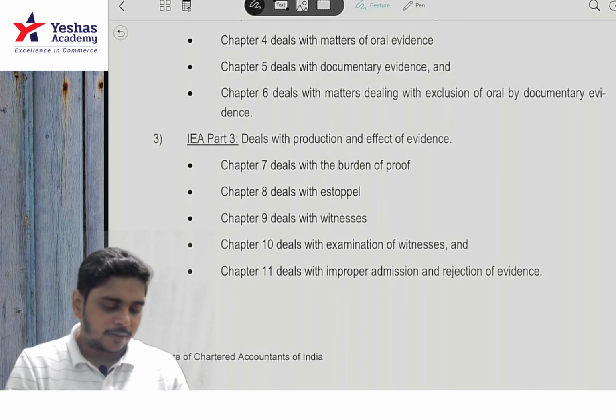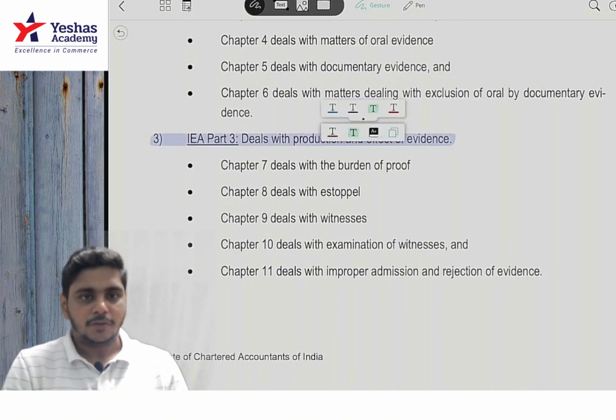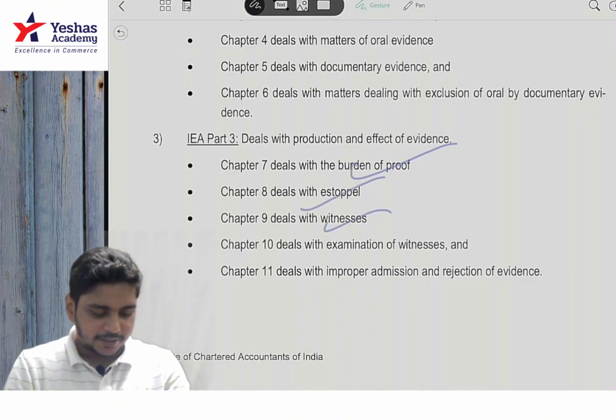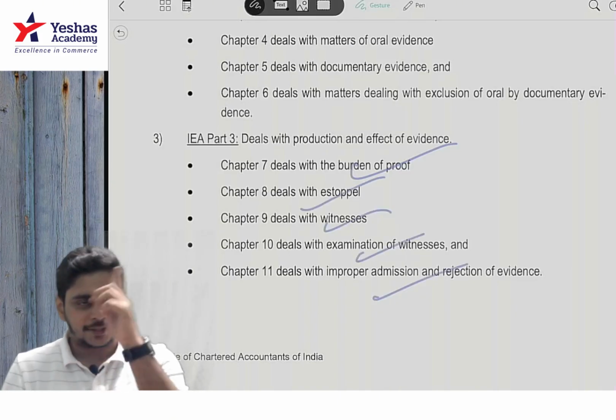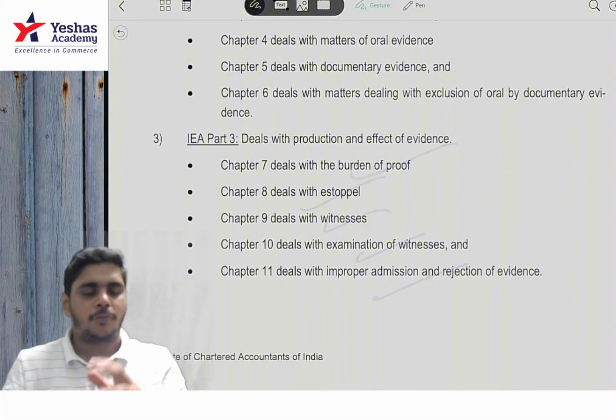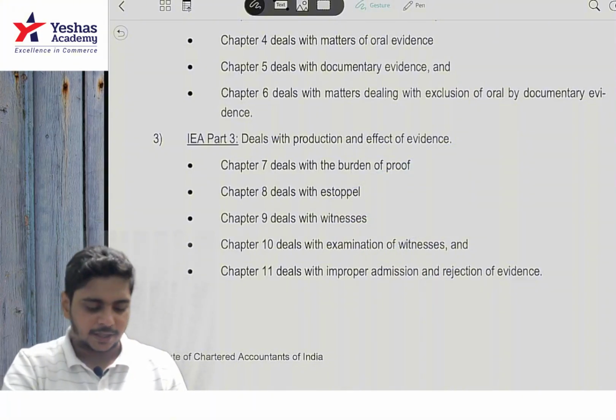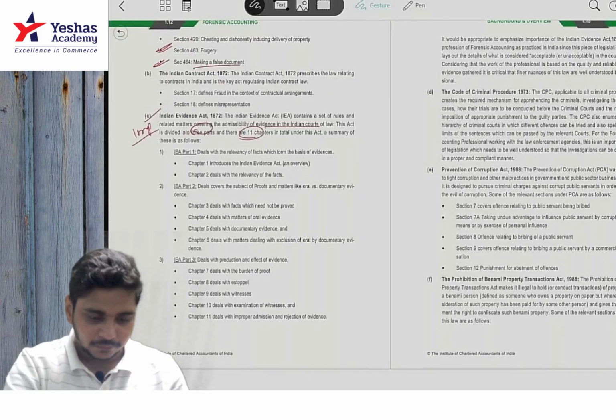Part 3 talks about the production and effect of evidence. It deals with burden of proof. Who has to prove it? It deals with estoppel, witnesses, examination of witnesses, improper admission. That is in part 3. Part 1 intro, part 2 about documentary and oral evidence, part 3 talks about the burden of proof basically, witnesses and examination of witnesses.